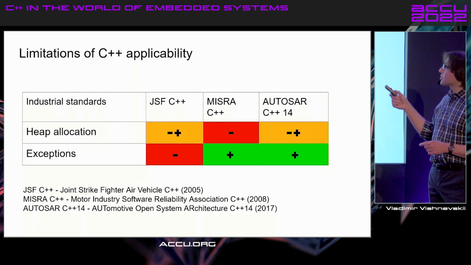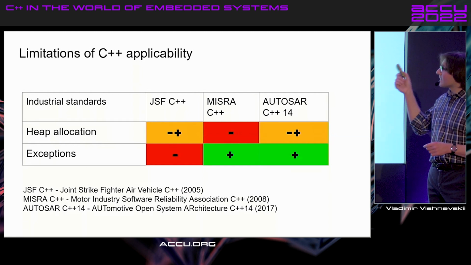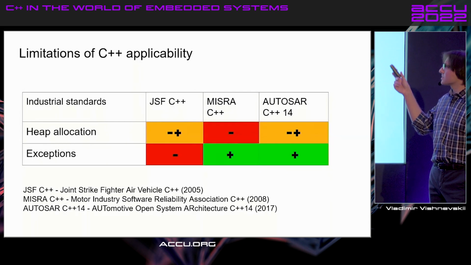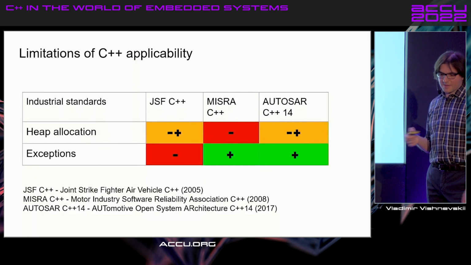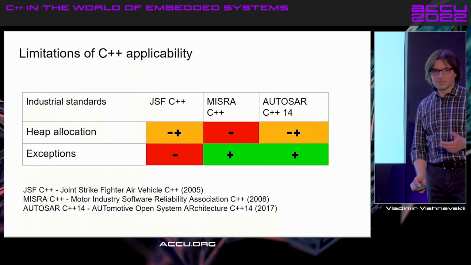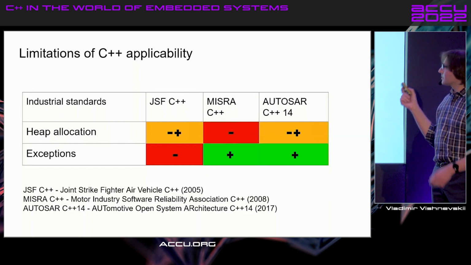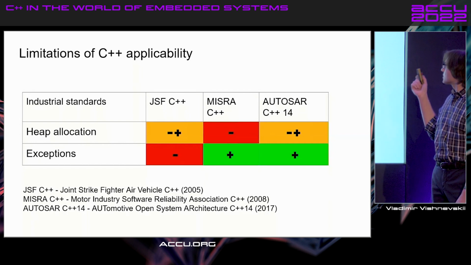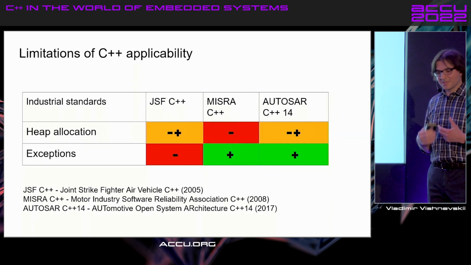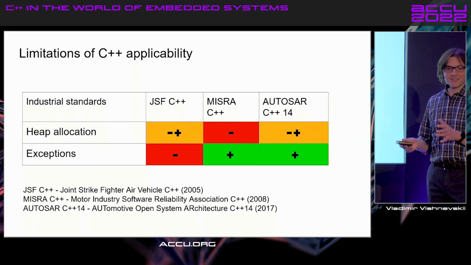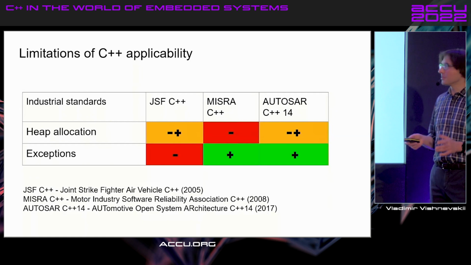So for the heap allocation, actually they limit it to a very large extent. In JSF, the heap allocation is allowed only for the initialization of the system. In MISRA C++, it's just completely prohibited. In AUTOSAR C++14, there are limits. It is allowed, but there are limitations that it should be deterministic, so in fact it just doesn't work with the global heap.